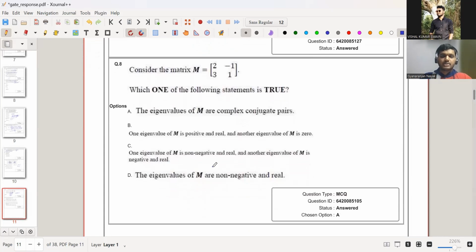So here, consider the matrix. The matrix is given, that is 2, -1 and 3, 1. Which one of the following statements is true? So the eigenvalues of M are a complex conjugate pair. So here we will calculate the eigenvalues of the matrix. So you know how to calculate the eigenvalues of the matrix. So the shortcut is lambda square.